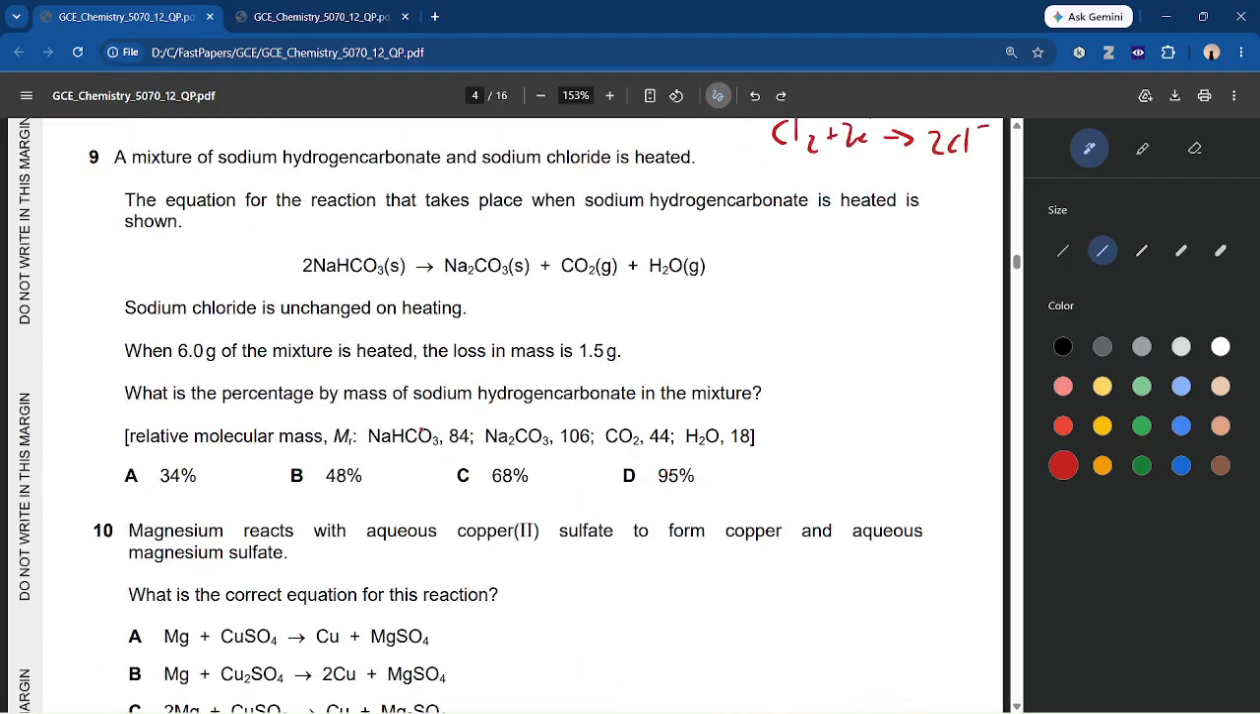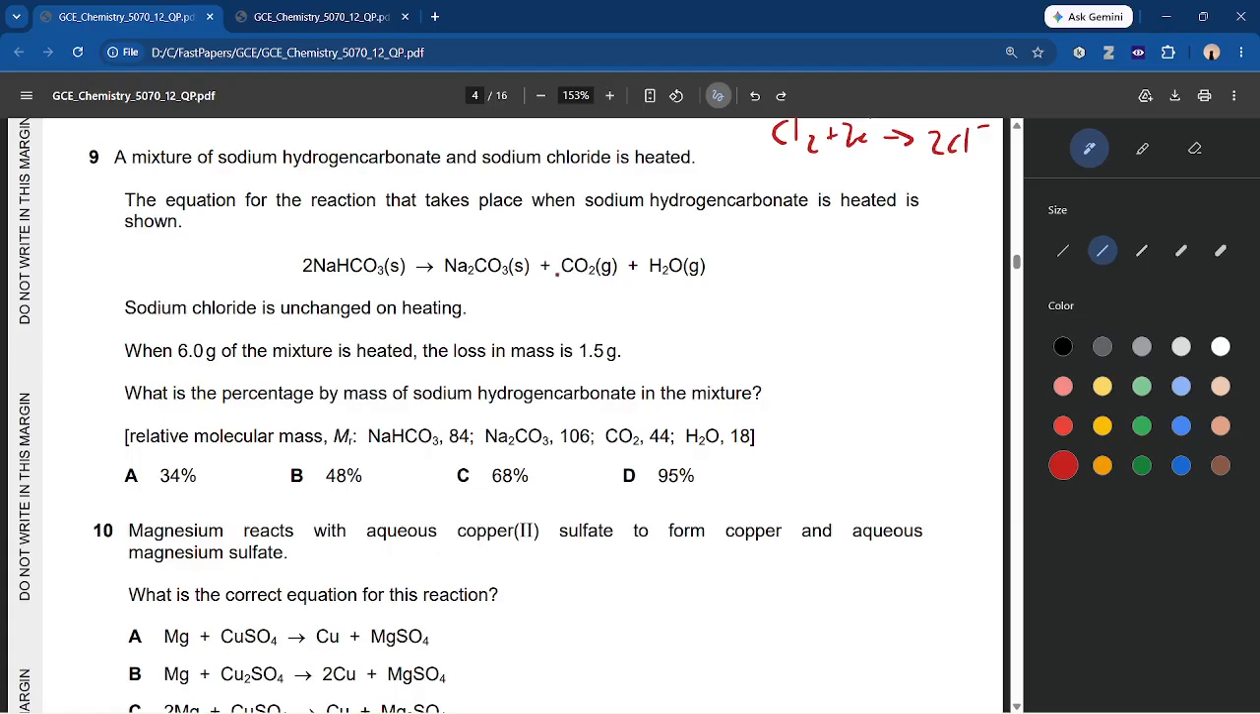All right. Next question. A mixture of sodium hydrogen carbonate and sodium chloride is heated. The equation for the reaction that takes place when sodium hydrogen carbonate is heated is shown: 2NaHCO3 gives you Na2CO3 plus carbon dioxide plus water. Sodium chloride is unchanged on heating. When 6 grams of the mixture is heated, the loss in mass is 1.5 grams. What is the percentage by mass of sodium hydrogen carbonate in the mixture?